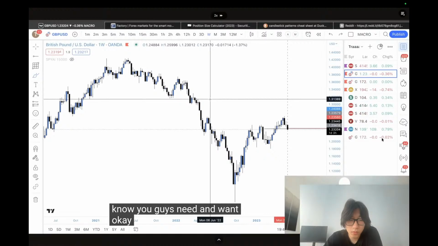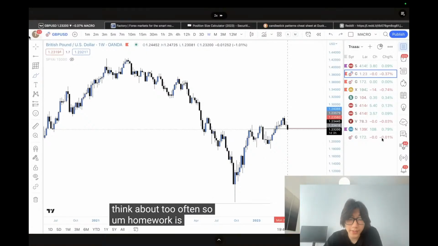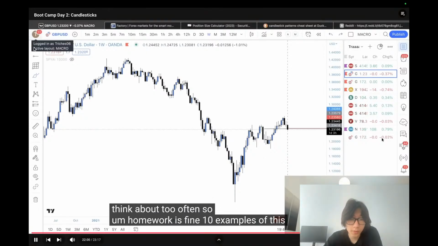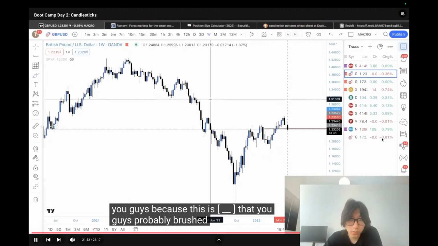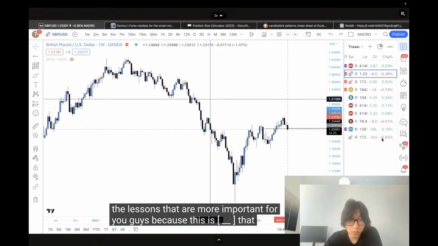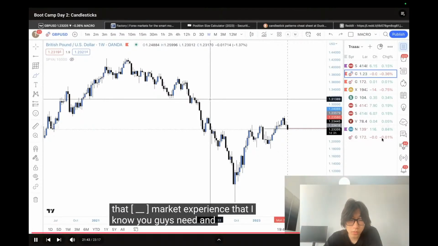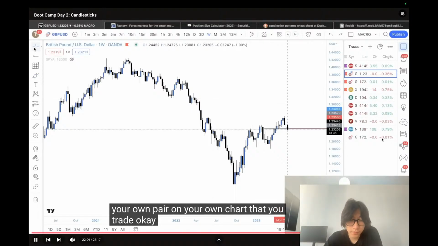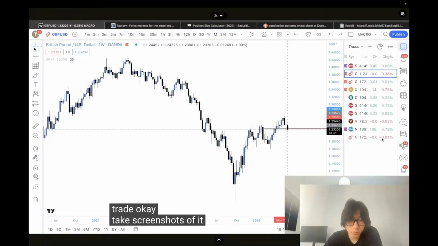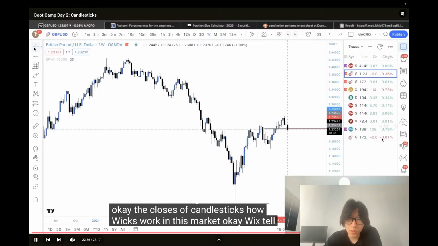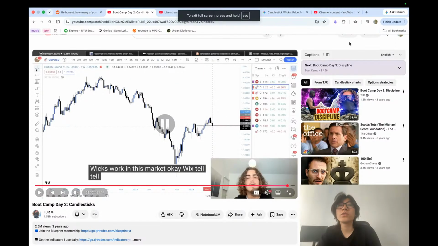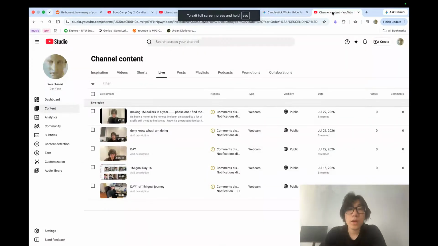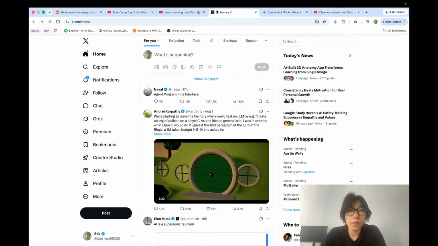These are going to be the lessons that are more important for you, because this is stuff that you probably brushed over and don't think about too often. So, homework: find 10 examples of this in the pairs that you trade. Take screenshots of it. Label them. Do whatever you need. But let's do the homework.